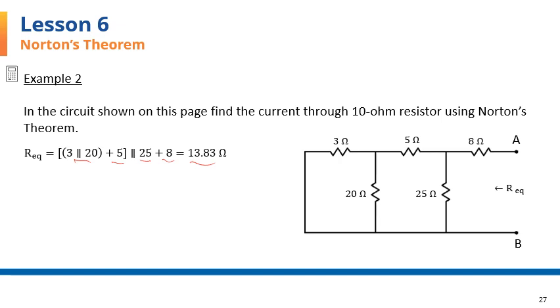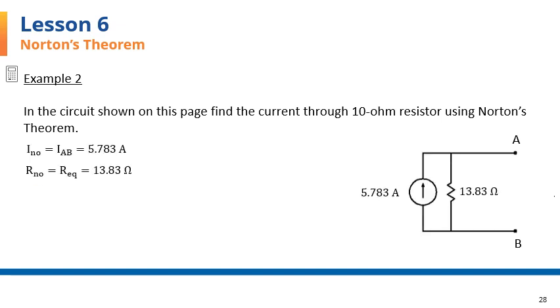We'll rename the IAB that was found a few slides back. We'll rename it as INO, and we'll rename REQ as RNO and form the Norton equivalent circuit, which you see on the next slide. Here we have a current source of 5.783 amps with a shunt resistance of 13.83 ohms. To find the current through the 10 ohm resistor, I'll replace it back in the circuit between points A and B, and using the current divider we'll find the current that flows through it.